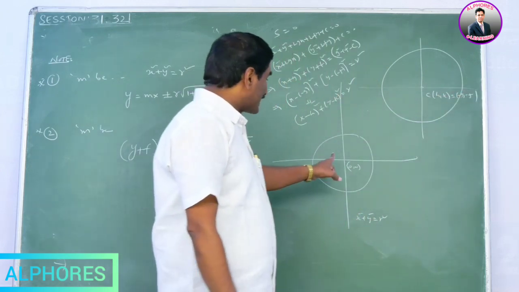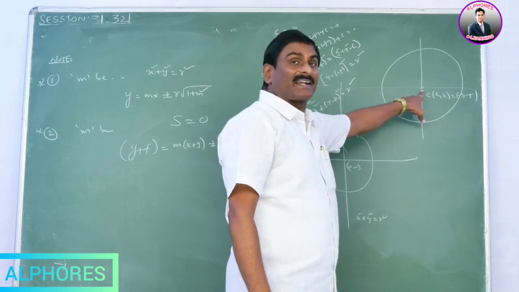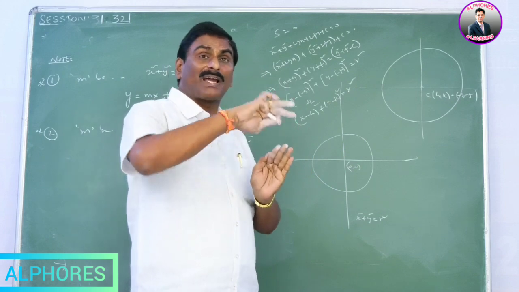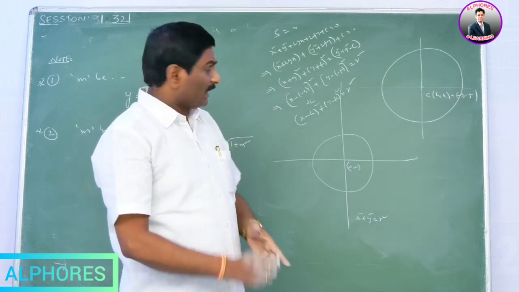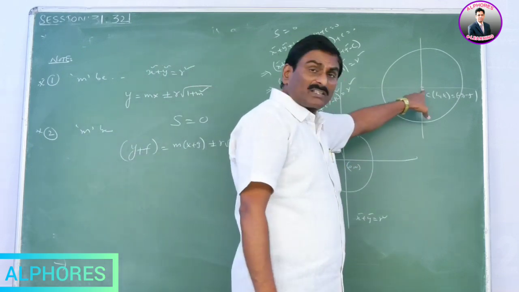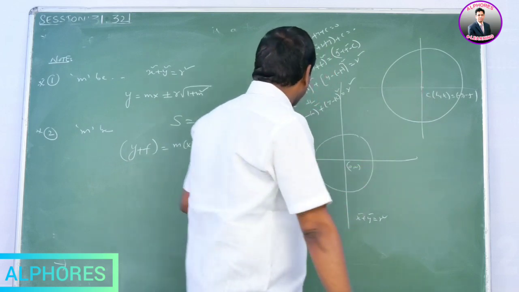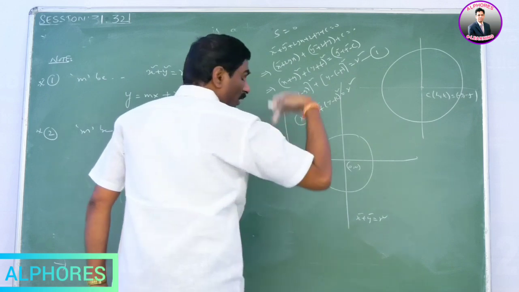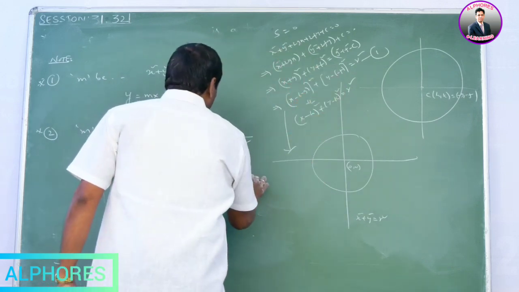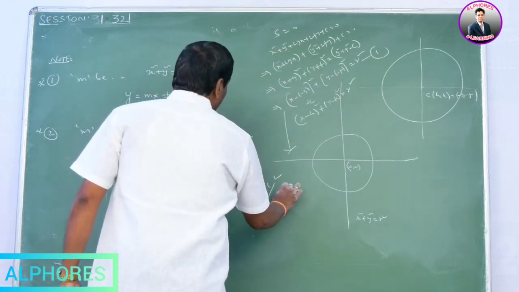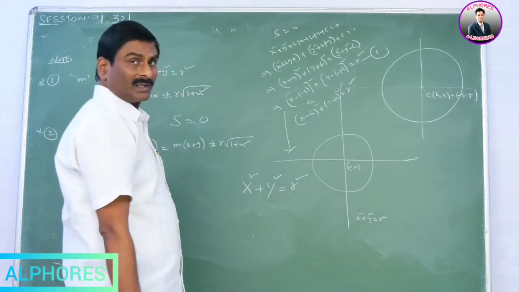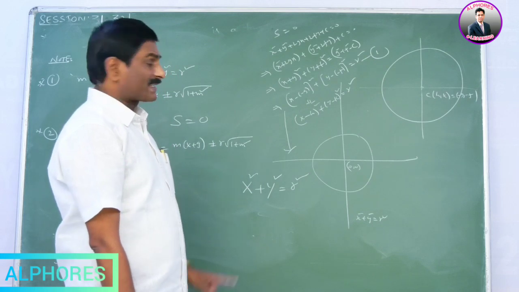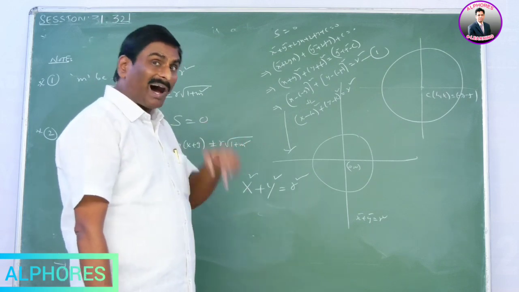Suppose the coordinate axes are transformed to this center h comma k, as in first year, rotation of axes and transformation of axes. If the center is transformed to this value h comma k, then this equation can be reduced into the new transformed equation x square plus y square is equal to r square. Radius is same. X square plus y square is equal to r square.